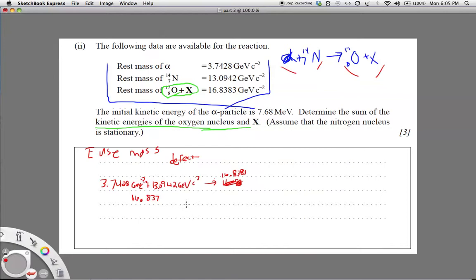Okay. So now I take my products and subtract them from my reactants. If I take 16.8383 and I subtract it from 16.837, what I end up with is 0.0013 giga electron volts. So that times c to the negative 2. That's the amount of energy that was required for this reaction to go through.